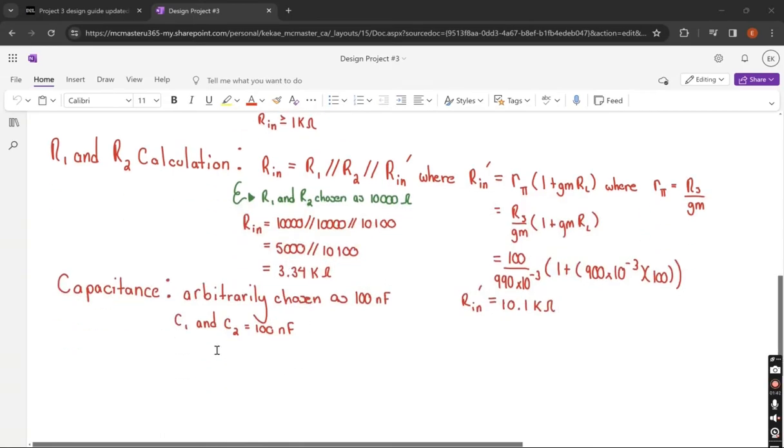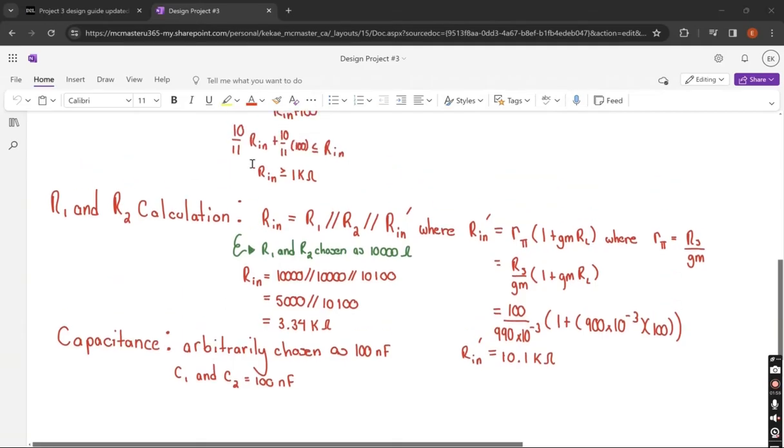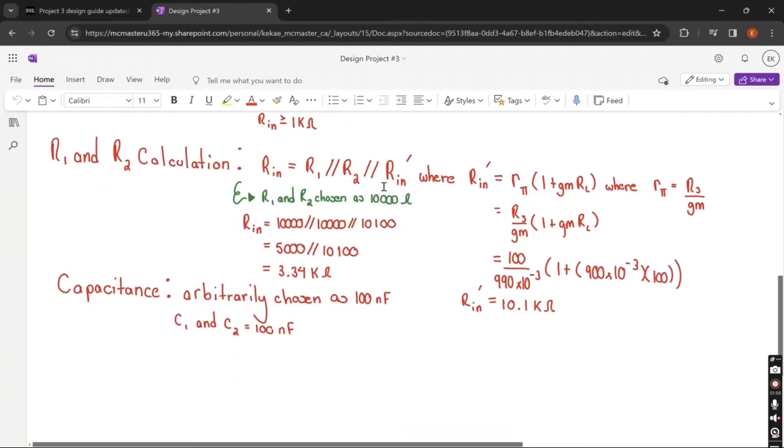Then to solve for R1 and R2, it's a little different, as R1 and R2 can be chosen arbitrarily, such that we receive an Rin value that can satisfy this inequality. So Rin is equal to R1 in parallel with R2 in parallel with Rin prime, where Rin prime is equal to r pi multiplied by 1 plus gm times RL, where r pi is simply equal to beta over gm.